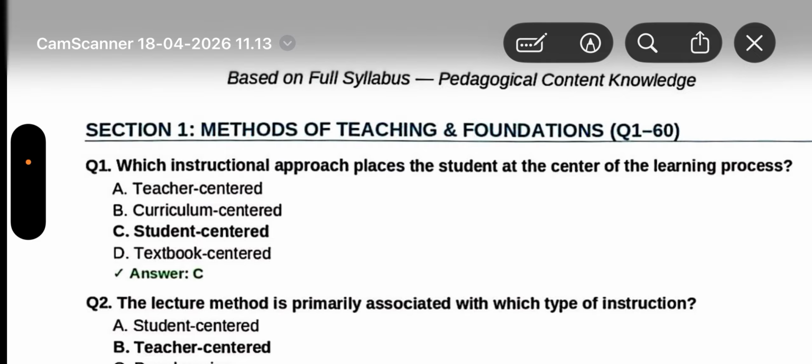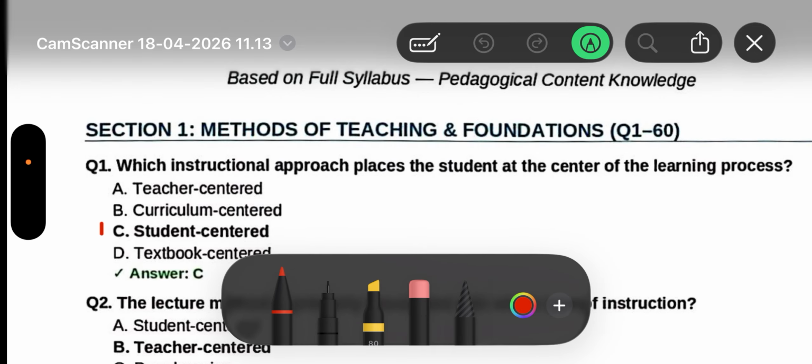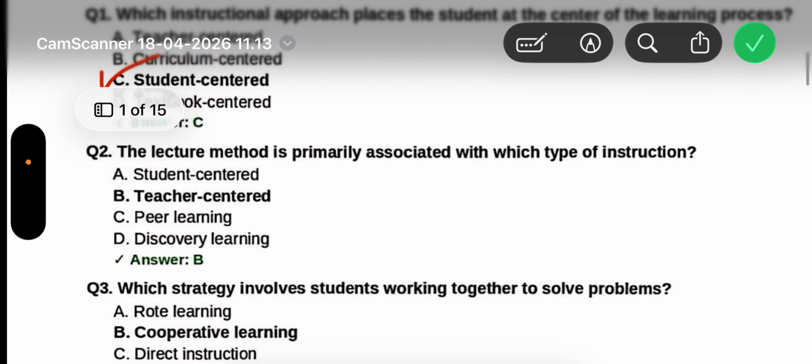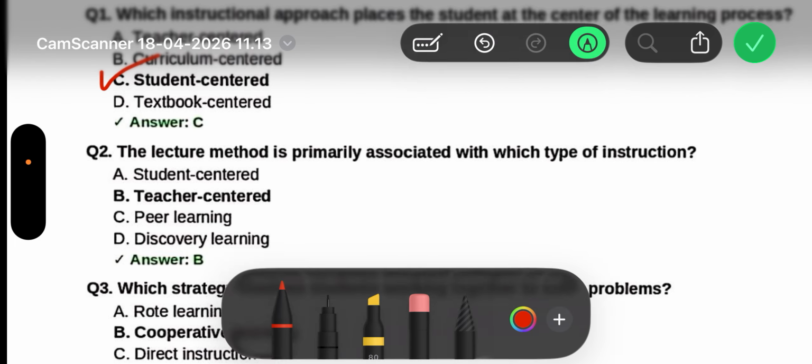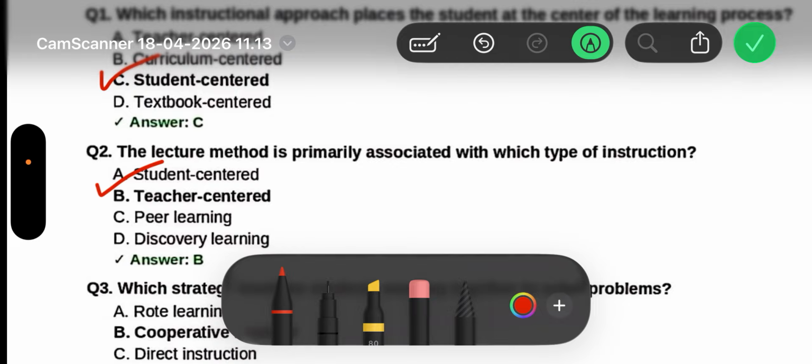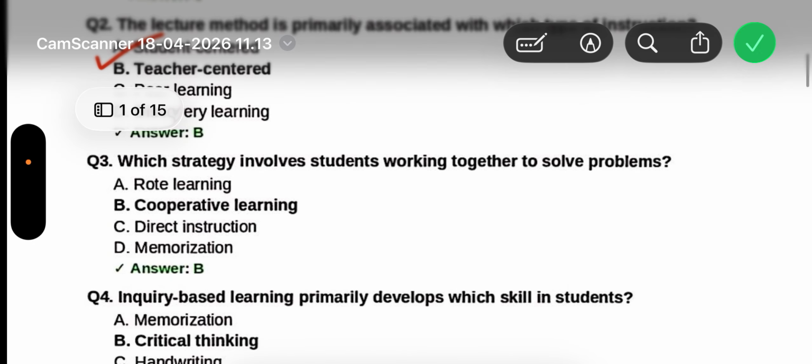Question number one, which instructional approach places the student at the center of the learning process? Correct option is C. Student-centered approach places the student at the center of learning process. Question number two, the lecture method is primarily associated with which type of instruction? The lecture method is primarily associated with teacher-centered method of instruction.